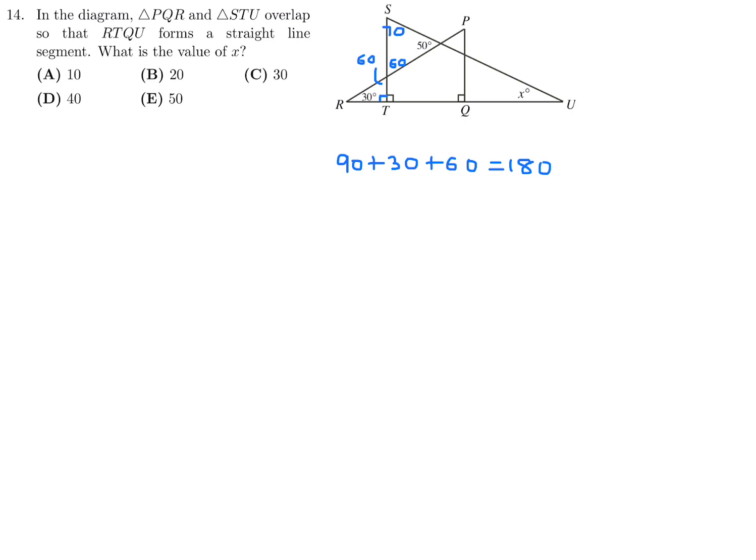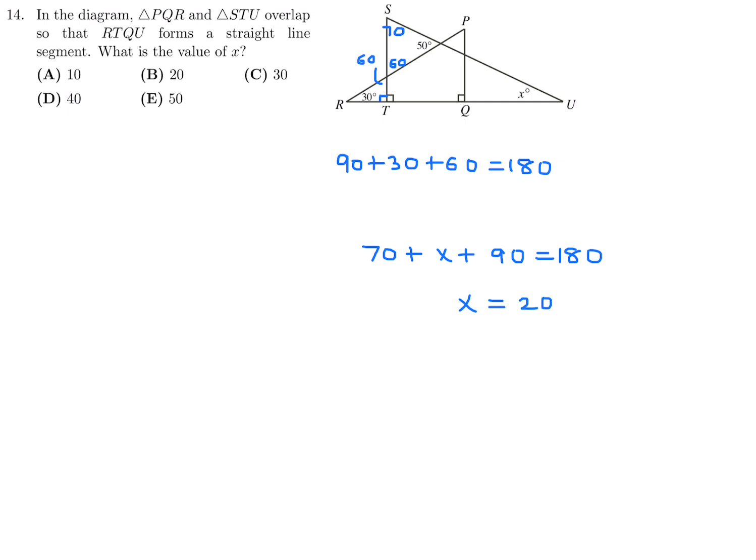All right. So now we just have to look at this big triangle, and that's it. The angles in that big triangle are 70, x, and this guy, which is a 90. And that's got to add up to 180. So that means x is equal to 20.